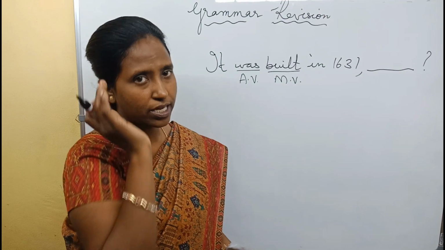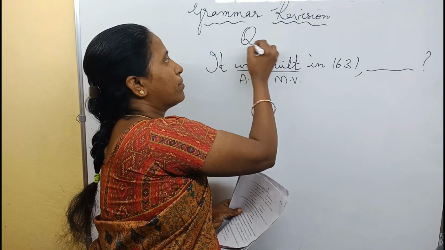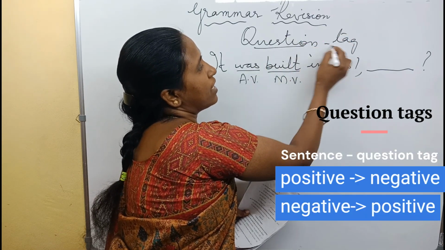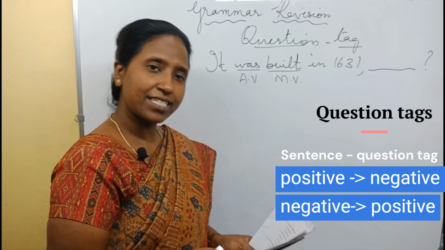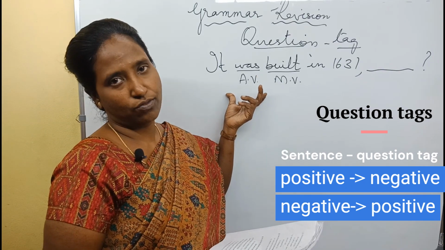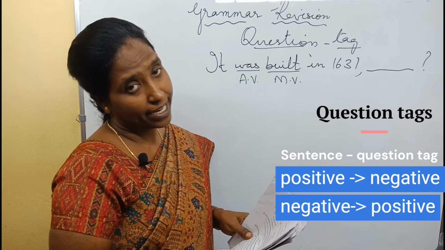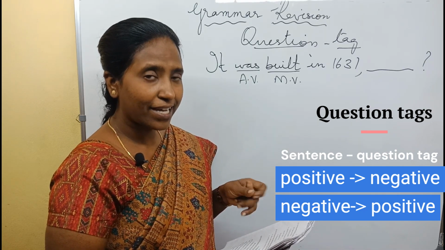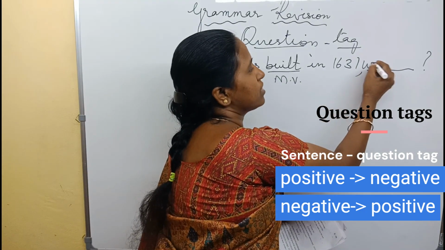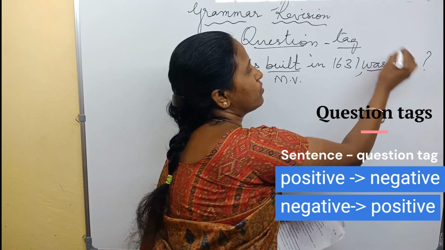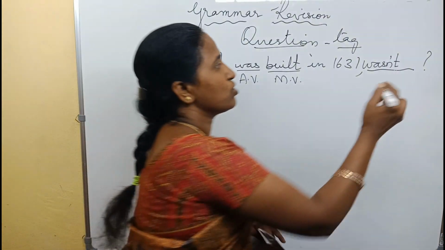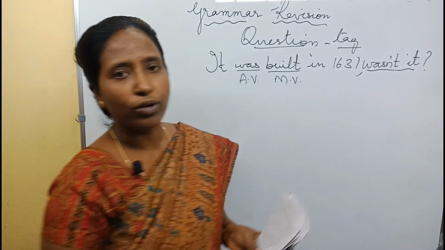So here in question tags you have to remember: if the sentence is positive, the question tag will be negative. If the sentence is negative, the question tag will be positive. Here the sentence is positive, therefore your question tag will be negative. And what will you use for the question tag? Yes, the auxiliary verb. So we will take was and the negative wasn't. And you should use the subject, which is it. This also you should use in the pronoun form only.